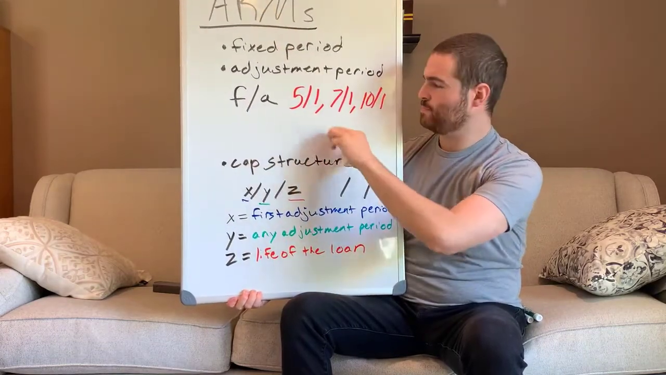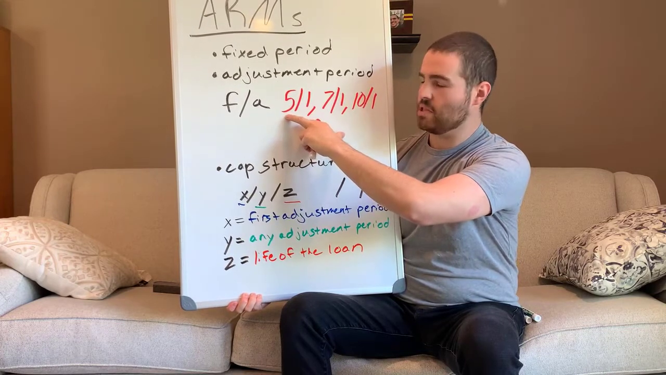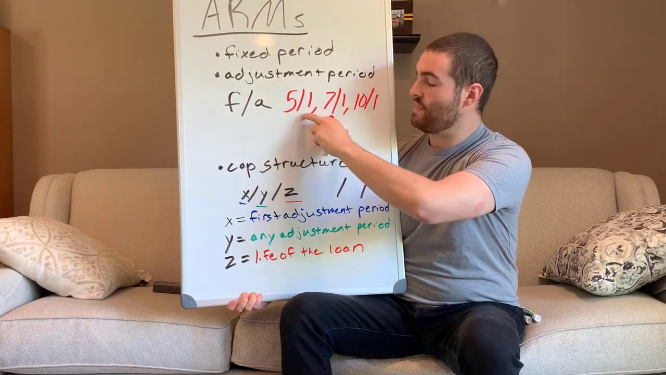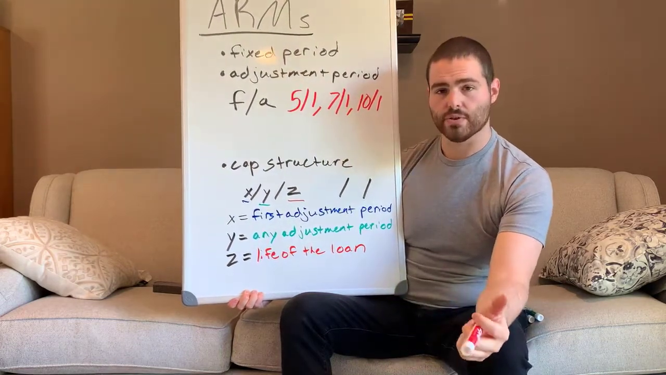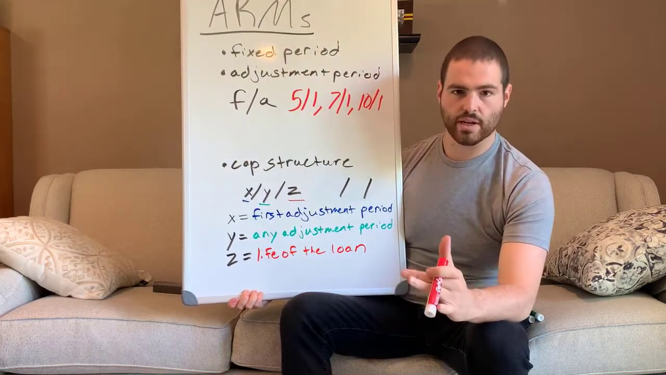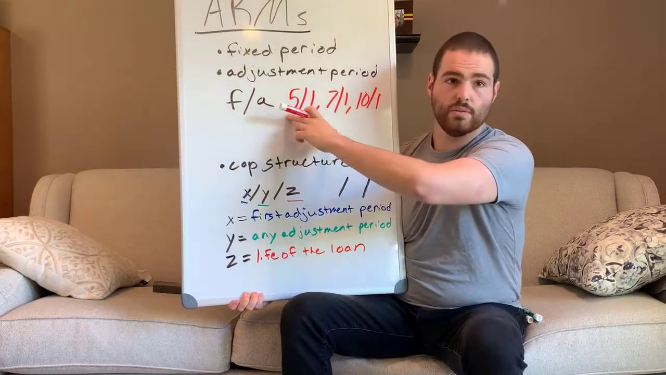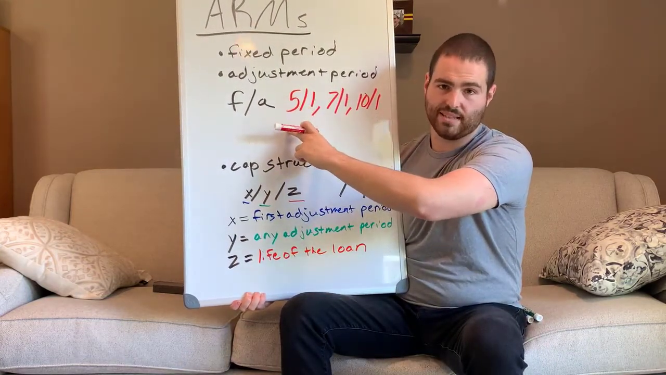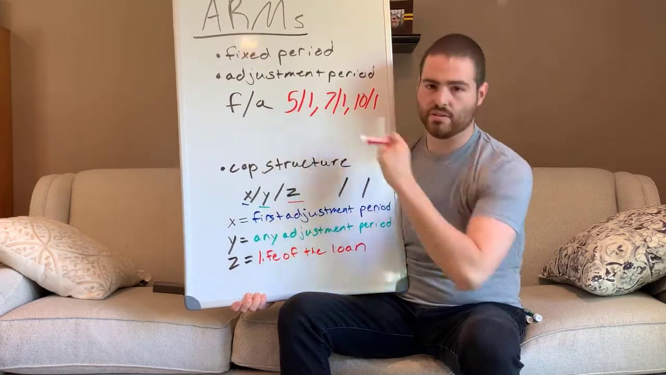So what does this mean? On a 5/1, the fixed interest period is 5 years, and then it adjusts annually, and that's what the 1 means. So if you have a 30-year term, say you start out at 6%, just to make the numbers easy, you have 5 years where you're locked in at that 6%, and then that interest rate can adjust every single year after that.